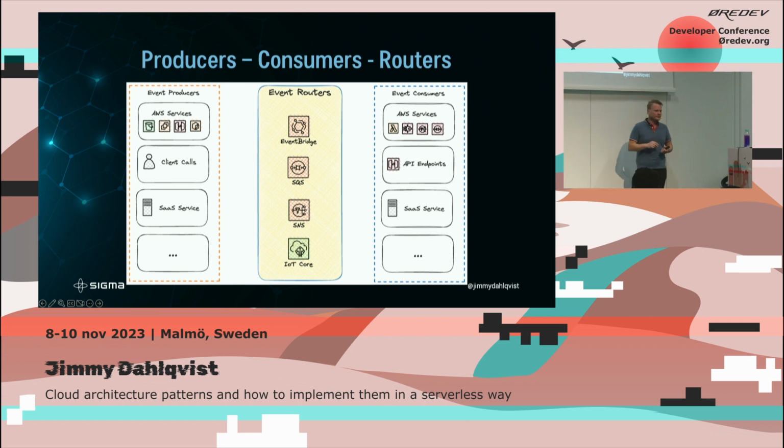Event routers are the systems or components that route these messages. It can be event buses used in Amazon EventBridge. It can be queues like SQS. It can be SNS topics in AWS. And it can even be IoT Core. The consumers are the components and systems that read and consume these events: AWS services, API endpoints, SaaS services, or other things.